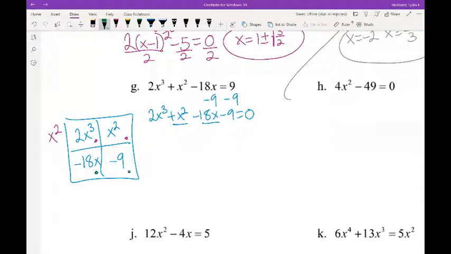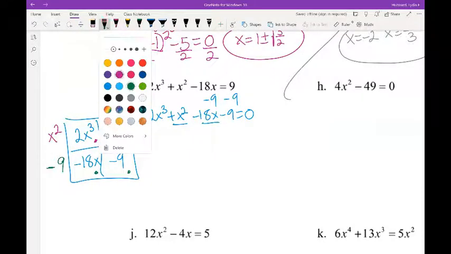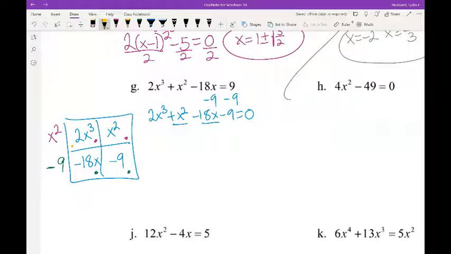Out of the bottom two, I can take out a negative because that x term is negative 9. Out of the left two, I can take out a positive 2x, because that x to the third term is positive. And out of the right two, they don't really have anything in common, so I can just take out a 1. So I would write this as 2x plus 1, x squared minus 9 equals 0.